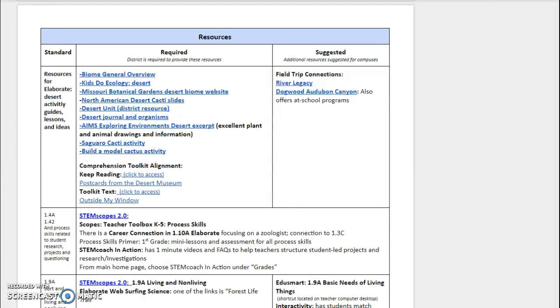What I've done is taken all of the desert resources and put them up here at the very beginning. You can see it says right here, resources for Elaborate: desert activity guides, lessons, and ideas. So these are all going to be things that deal with the desert specifically. I've also got some Comprehension Toolkit articles that I've aligned that focus on the desert or the process skills as well. Instead of trying to embed those and align them with every standard, I just bundled those up here at the top. I just wanted to point out that difference.